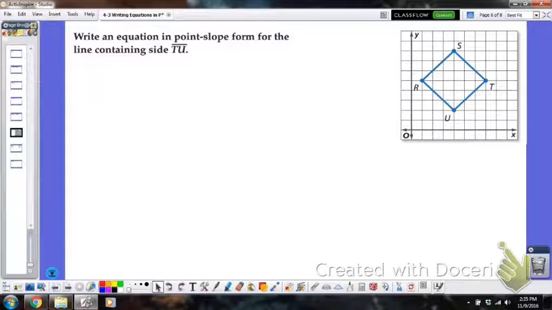So here we need to write the equation in point slope form for the line containing side TU of this quadrilateral. So I am looking at the side TU. I'm looking at this side right here. This is the side I'm looking at, side TU.